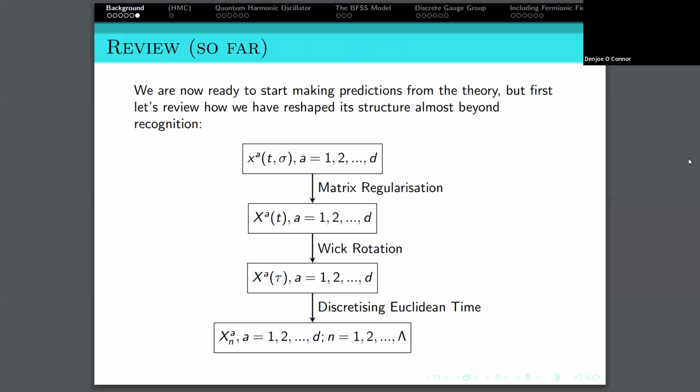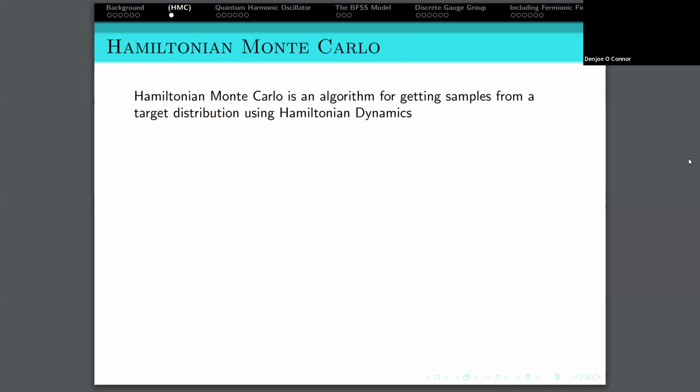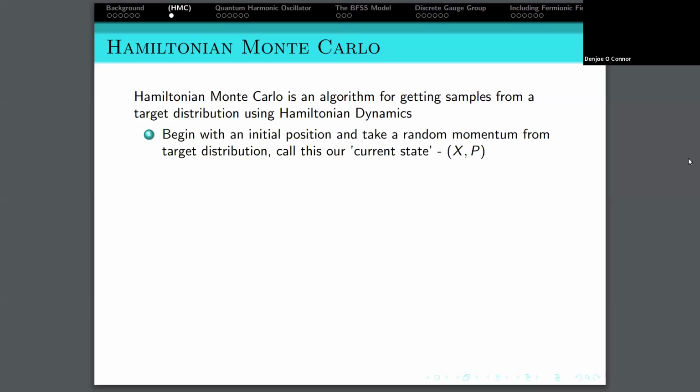So we just started out with a bosonic field. Through matrix regularization, we stop depending on spatial degrees of freedom, swapping them for matrix degrees of freedom. We use a Wick rotation to go from path integrals to a partition function, and then discretize it so it will be compatible with our computation methods. So moving on, the Hamiltonian Monte Carlo method is what we use to do all our computing basically. It's just a method for getting samples of the target distribution using Hamiltonian dynamics.